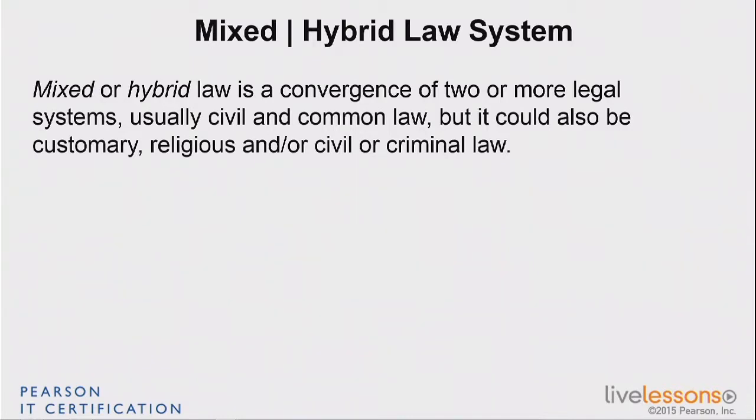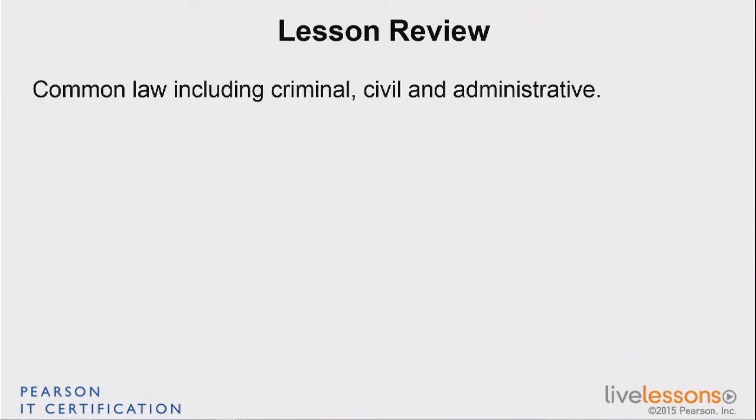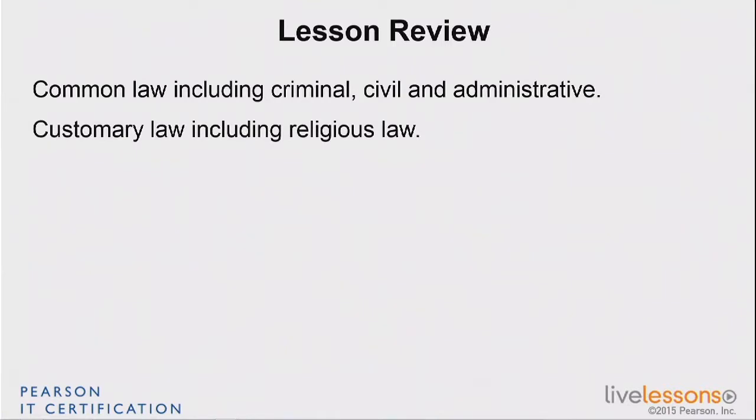In the United States, you would find that on a Native American reservation, where you may have customary laws for the reservation, and then of course you're going to have common law, because that's what the United States judicial system is based on. So let's do a lesson review. Common law, which is based on precedent, includes criminal, civil, which is also referred to as tort, and administrative or regulatory law. Customary law includes local customs and traditions, and also extends and includes religious laws. When we have a convergence of legal systems, those are referred to as a hybrid law system.